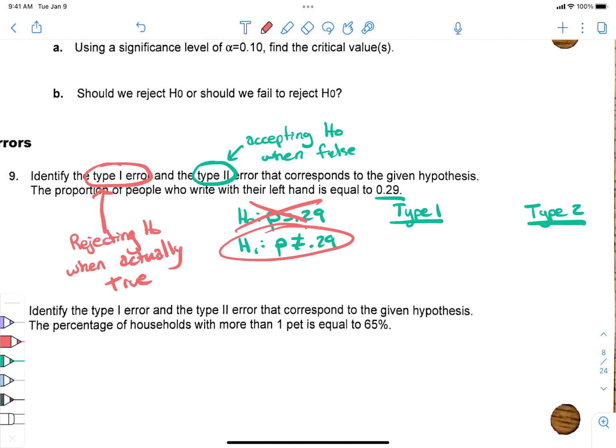Wait, can you unexit? Okay. I'll give you some time.